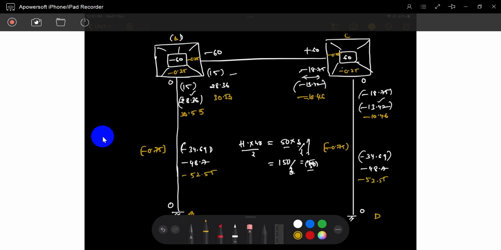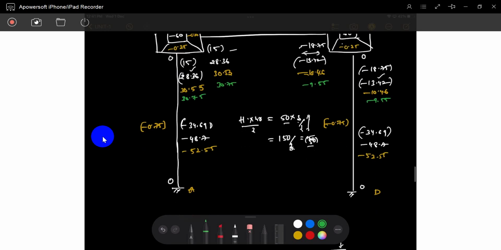Third iteration. If you do the fourth iteration, you will get 30.75 here, minus 9.55 here, and translational minus 53.4. Four iterations are sufficient, no need for more. If you want more accuracy, do it, otherwise leave it.